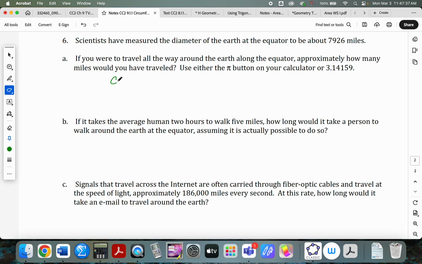Circumference. So the circumference would be equal to 7926 times pi. And on your calculator, you either use the pi button or 3.14159. If you use the pi button, 7926 times pi is approximately 24,900.26337.